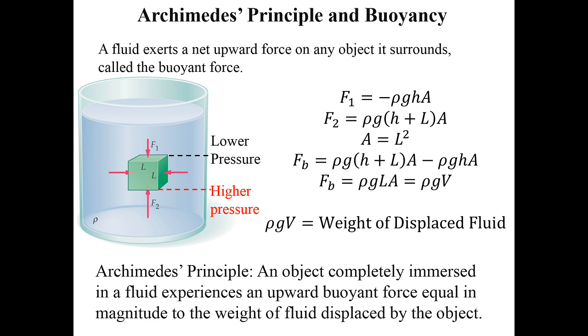Subtract them, and the net force is rho g, length of the box, times the area of the box, which is the volume of the box. Notice that this is the density of the fluid, not the density of the box. That means that the buoyancy force is equal to the weight of the displaced fluid. So, multiply the density of the fluid times the volume of the object, and you have the buoyancy force.